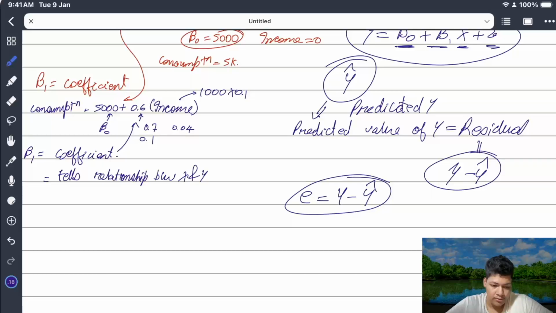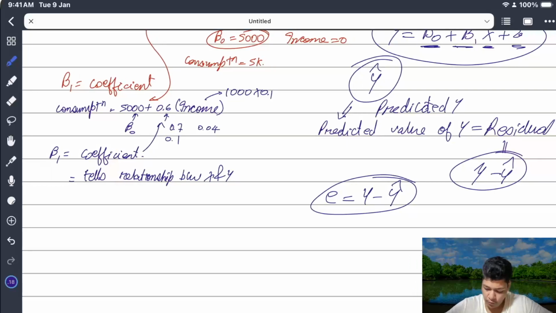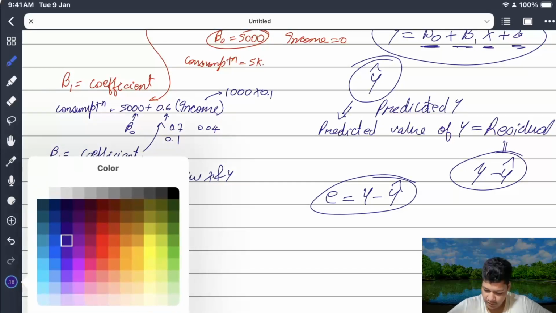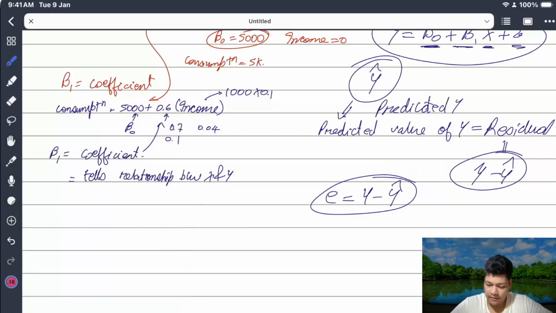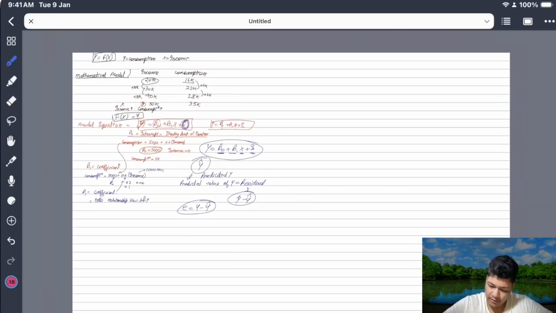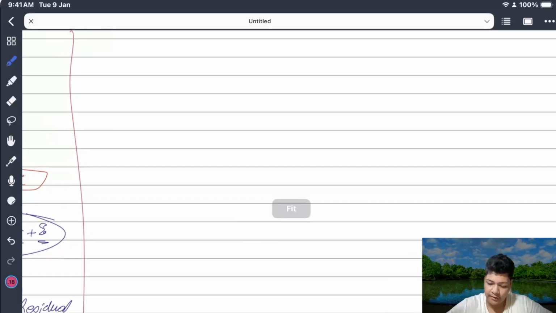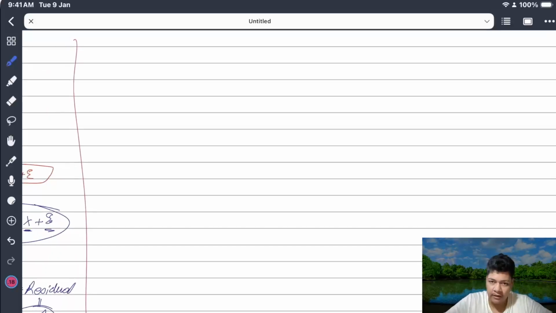Okay. So let's go with the next. That's correlation. Now we are going with the correlation.